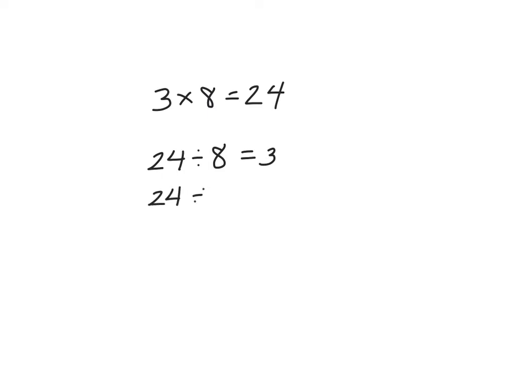So let's review. How are multiplication and division related? Pause this video and turn and talk to your partner. Well, they're related because they are inverse or opposite operations. For example, 3 times 8 equals 24. But if I wanted to divide 24 by 8, that would be 3. Or if I wanted to divide 24 by 3, that would be 8.